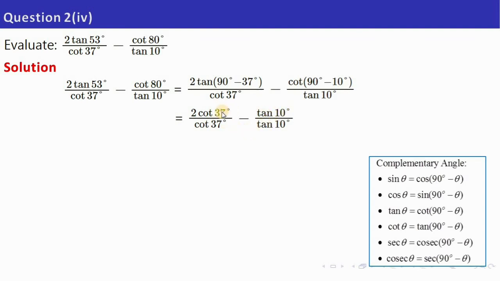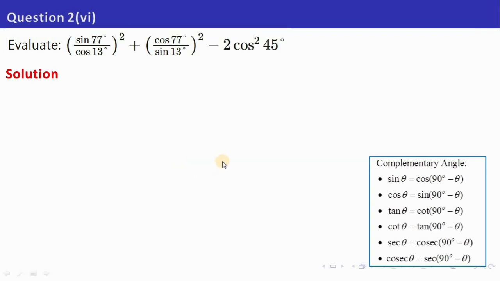So this is 2 into 1, right? So we have 2 into 1 is 2, and minus 1, and 2 minus 1 will be equal to 1, right? So the value for this particular quantity will be equal to 1. So you may pause the video to note down.